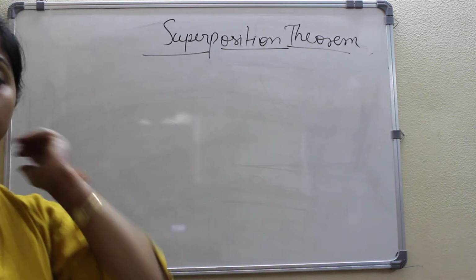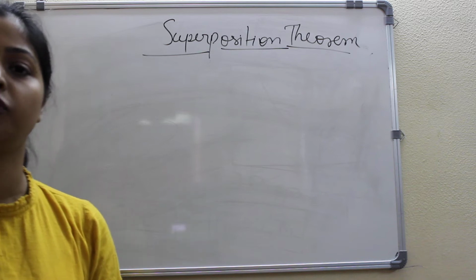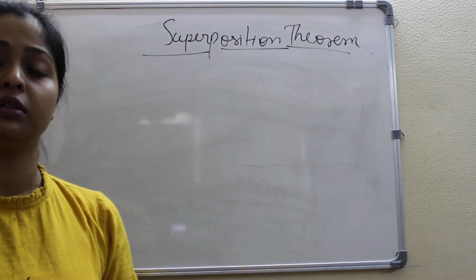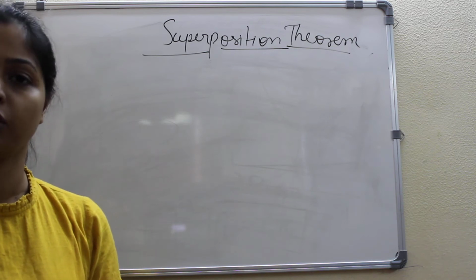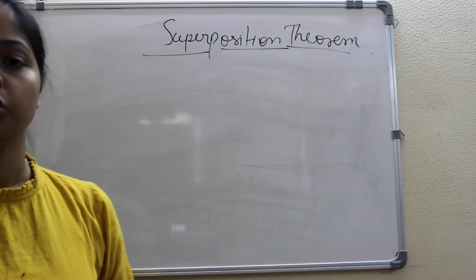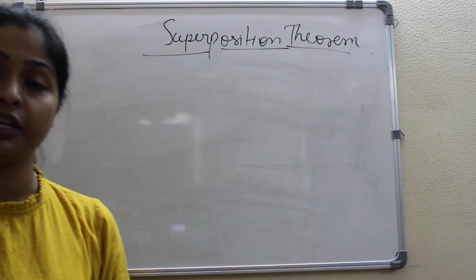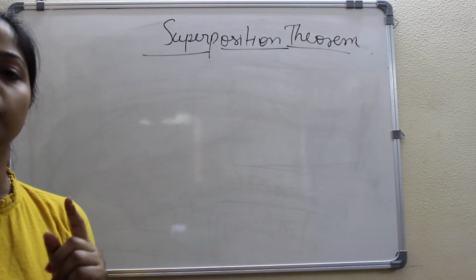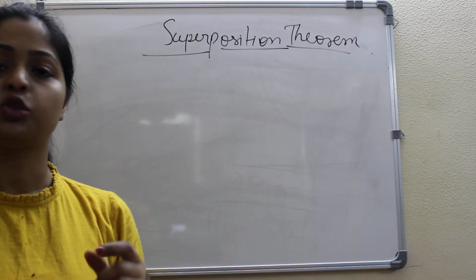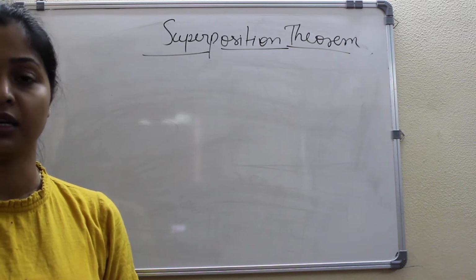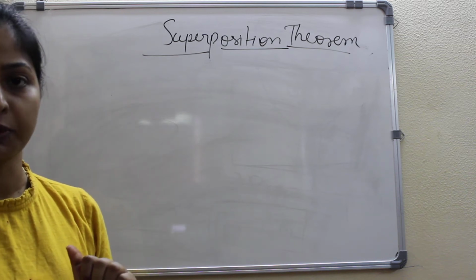So to apply every theorem, we have to be very careful whether the theorem can be applicable on the circuit or not. So the superposition theorem has such kind of limitations. To apply the superposition theorem, the condition is we must have minimum 2 energy sources. If we are having only a single energy source in a circuit, we cannot apply this theorem. So minimum 2 energy sources must be in the circuit, then only we can apply the superposition theorem.